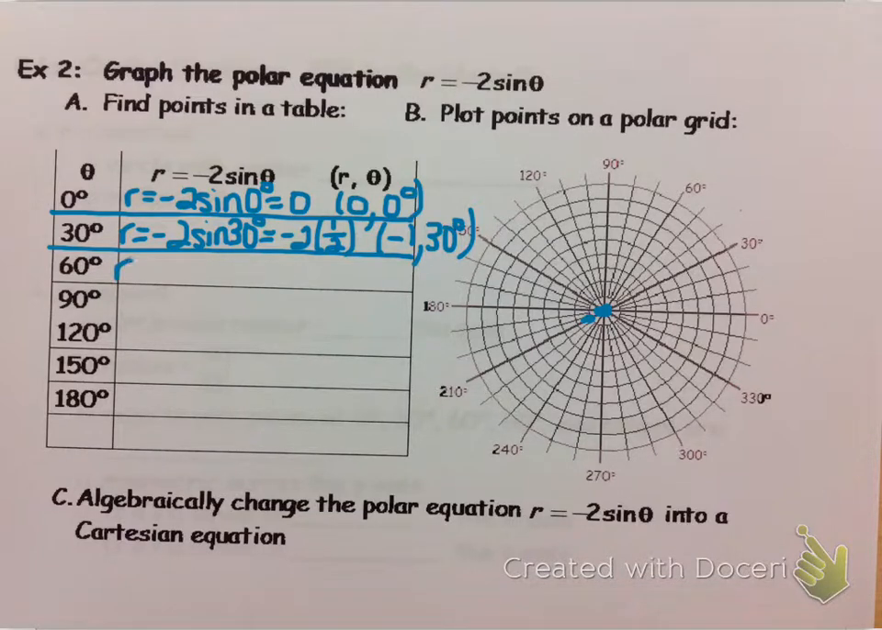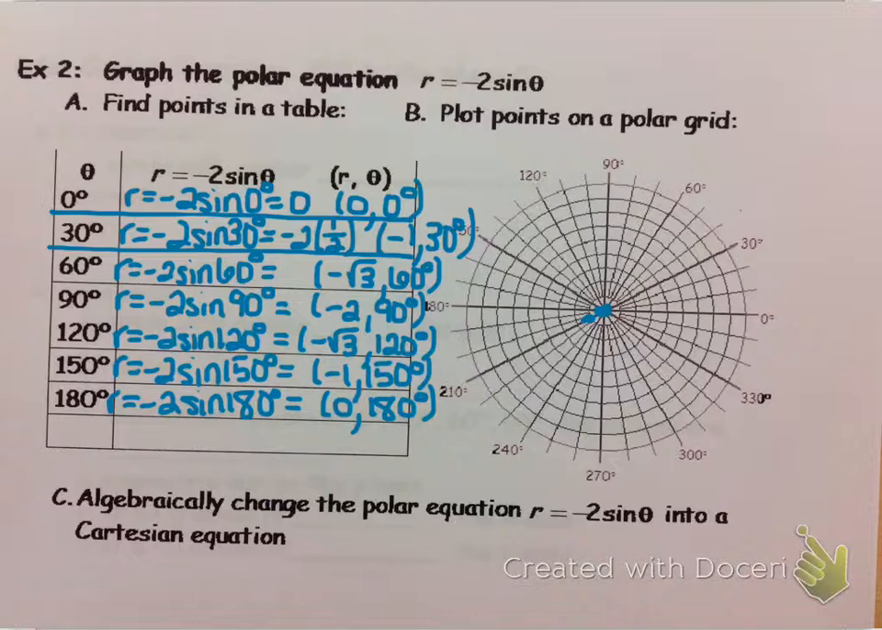And then you do r is -2 sine of 60 degrees, and you go from there. So I want you to pause it, and go ahead and try and finish the rest of the table for yourself.